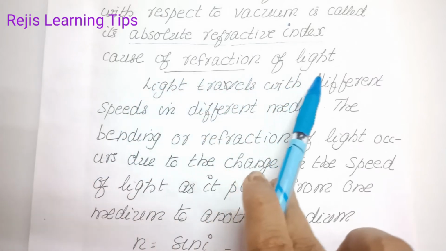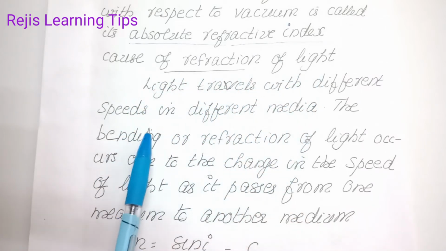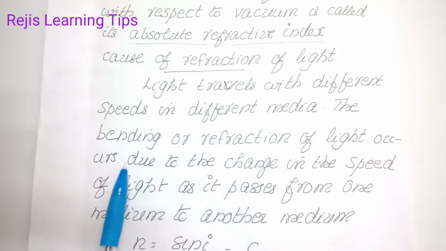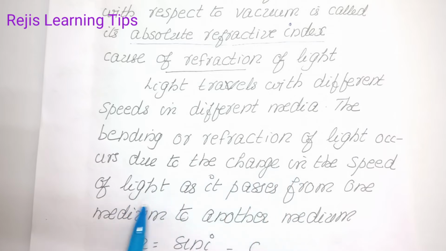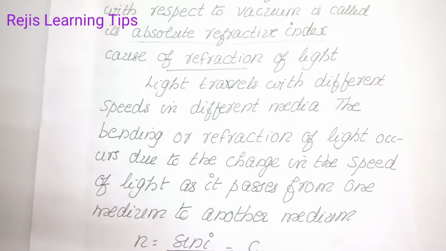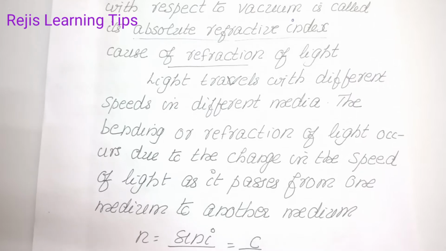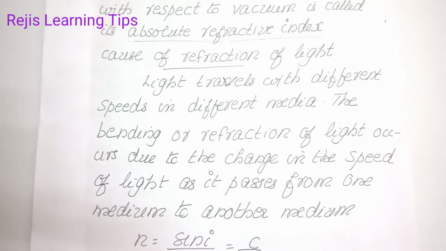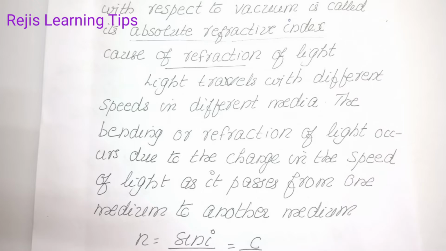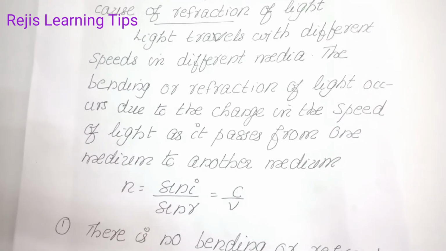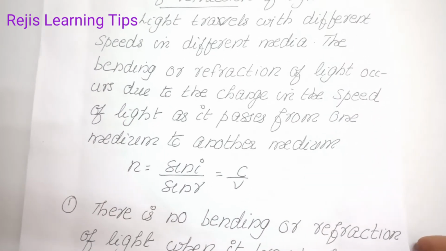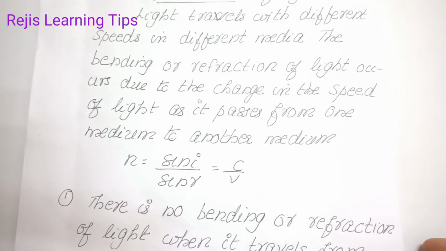Cause of refraction of light. Light travels with a different speed in different media. The bending or refraction of light occurs due to the change in speed of light as it passes from one medium to another medium. The bending of light is known as refraction of light that occurs due to the change in the speed of light as it passes from one medium to another medium. Then n is equal to sin i divided by sin r, that is equal to c by v.